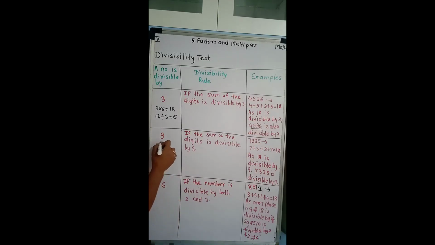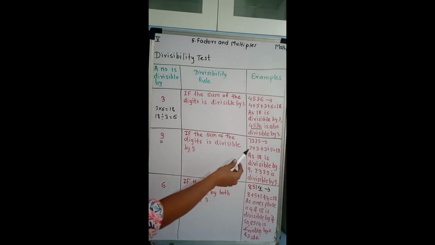Next we will continue with 9, because the divisibility test of 3 and 9 is the same. That is, if the sum of the digits is divisible by 9, the number is divisible by 9. Let's have one example, 7335.